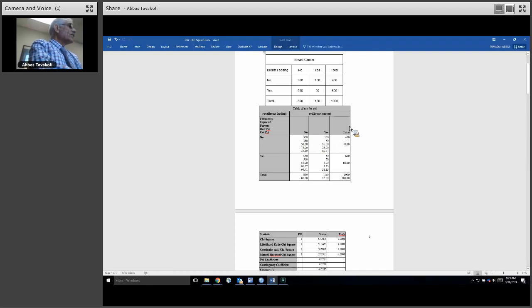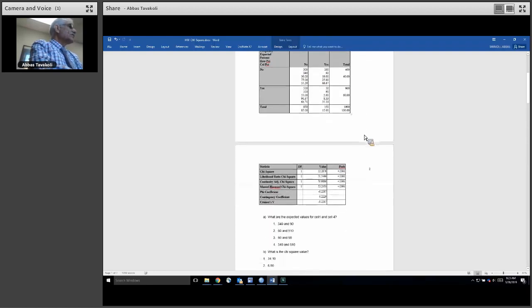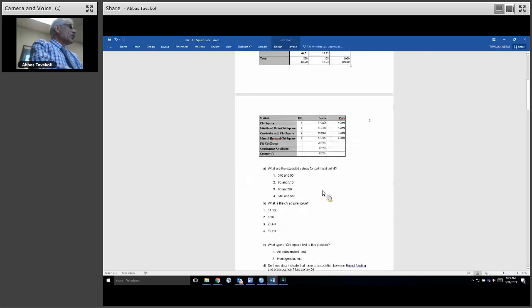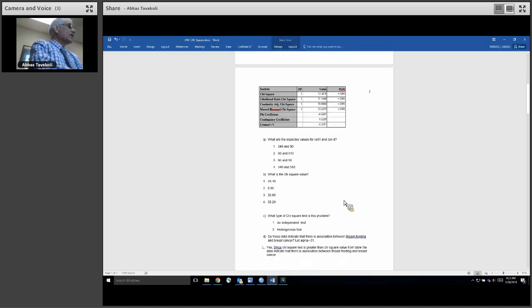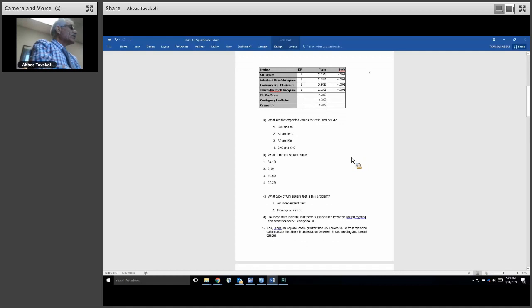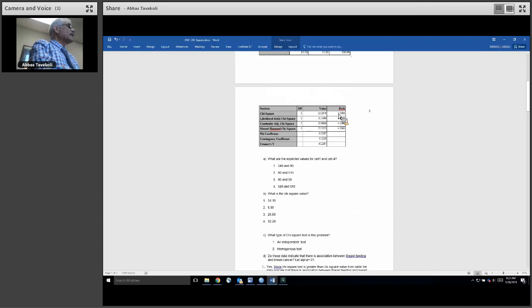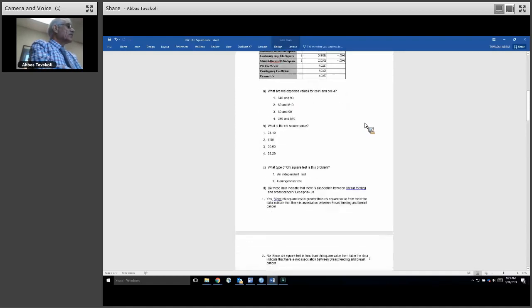So basically you can find the information in each cell, and the chi-square value you can find from the table. And what type of chi-square test is this, independence or homogeneity, and is breastfeeding associated with breast cancer? You look at the p-value. Here is your p-value for the chi-square test. Remember, if the p-value is less than alpha, then you reject your null and conclude your alternative.